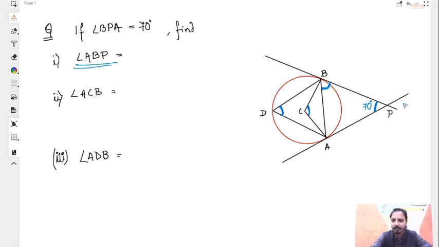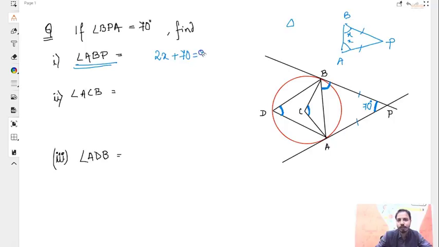Very good. So guys, see here, this triangle PBA. I know that this side is equal to this side, right? That means this is an isosceles triangle. So this angle is equal to this angle. Let me say this is x and this is x. So we know that twice of x plus 70 is equal to 180, by the angle sum property of a triangle. So from here twice of x is equal to 110, and x is equal to 55 degrees. So I got this as 55.